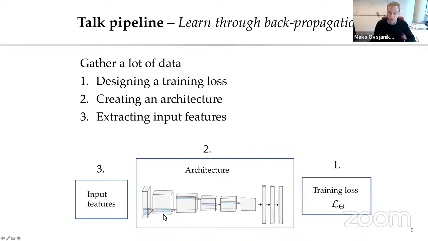And then, I'll talk a little bit about architecture design, and finally, I'll talk about features and feature design, what kind of features we can get for 3D data.